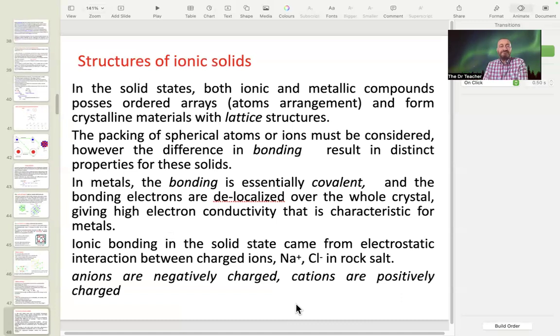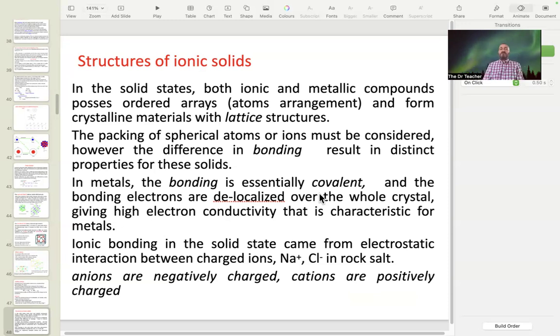Structures of ionic solids. In these ionic solids, the ionic or metallic compounds possess ordered arrays, an atomic arrangement, forming crystalline materials with lattice structures. The packing of the spherical atoms or ions must be considered. However, the differences in bonding result in distinct properties of these solids. In metals, the bonding is essentially covalent. When there is a pure metal, there is a covalent bond.